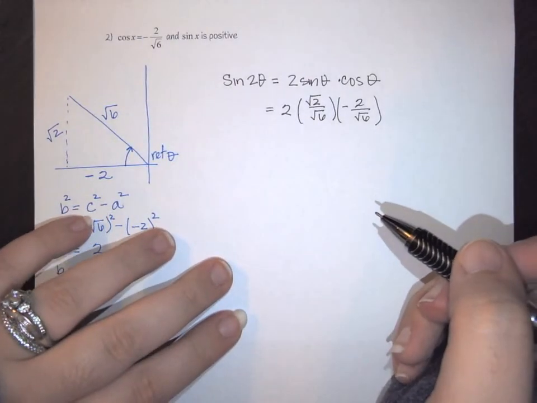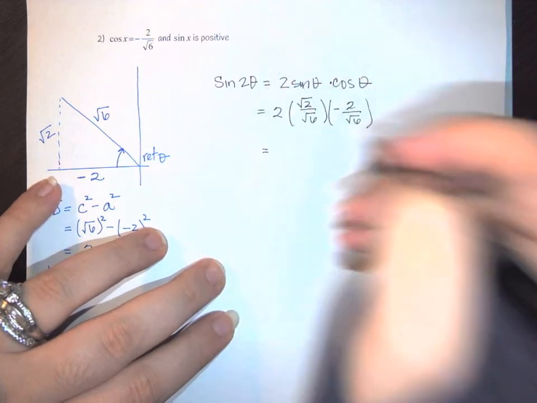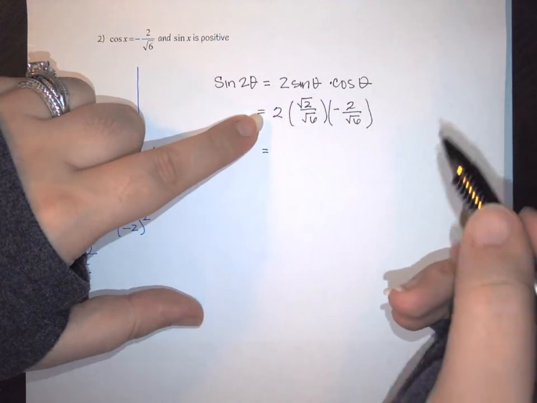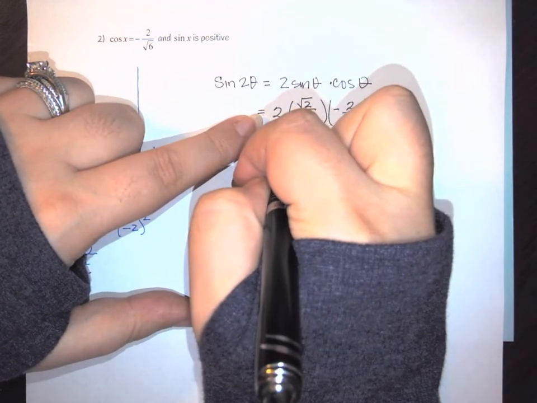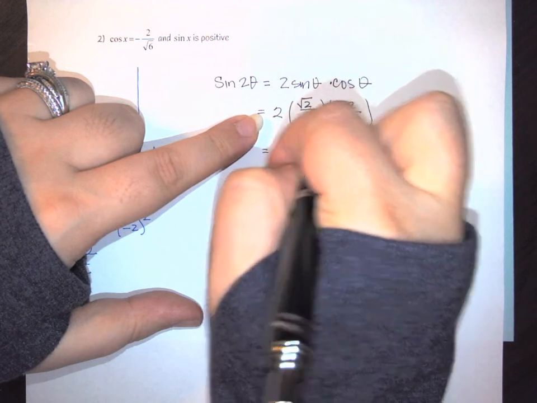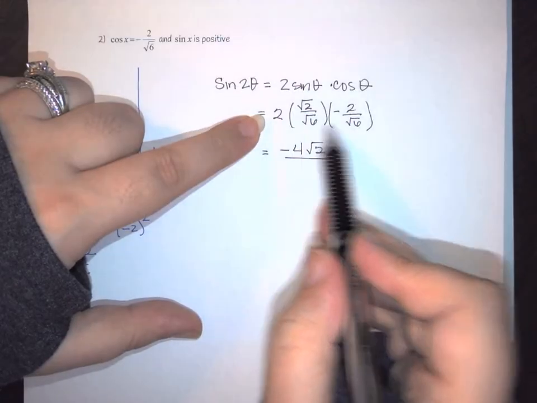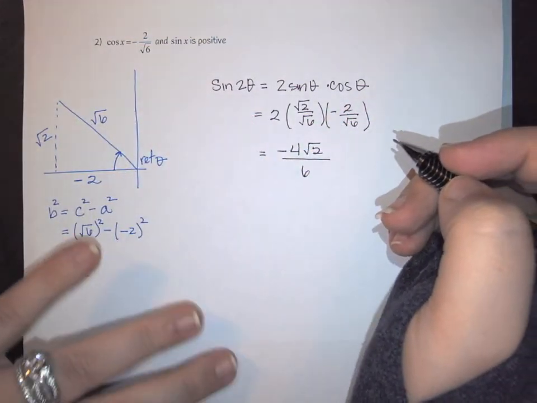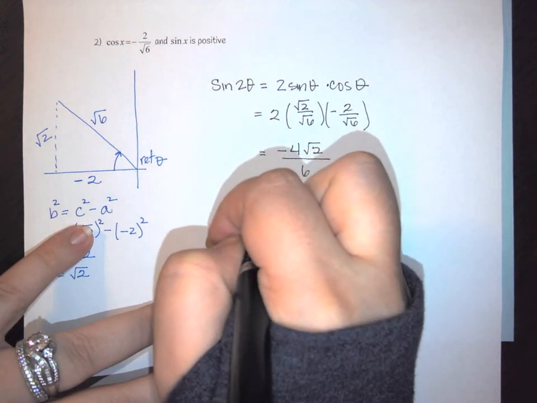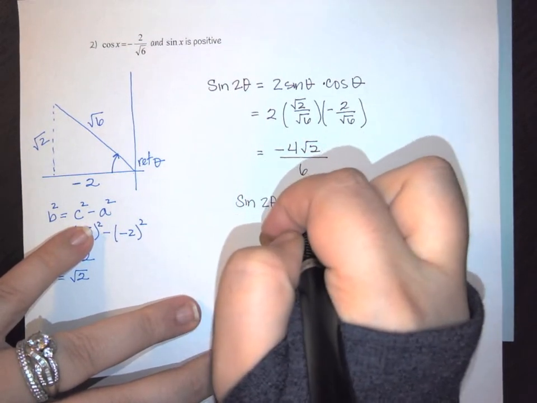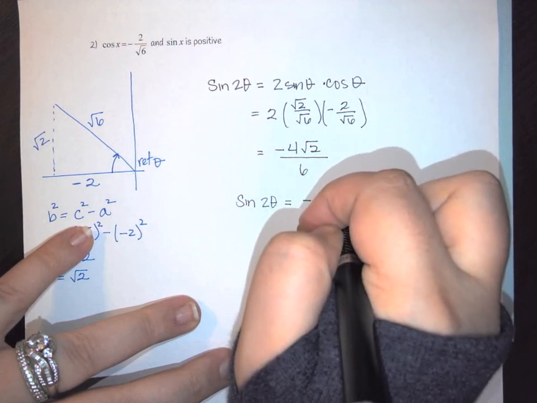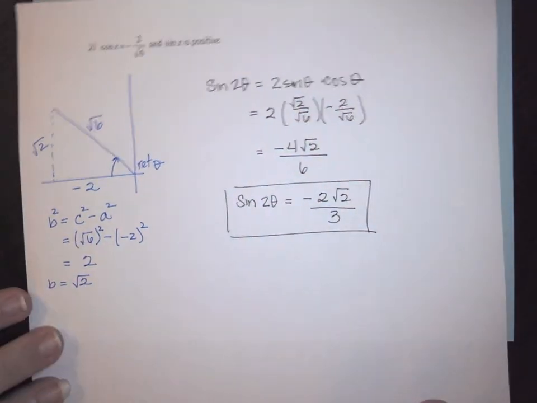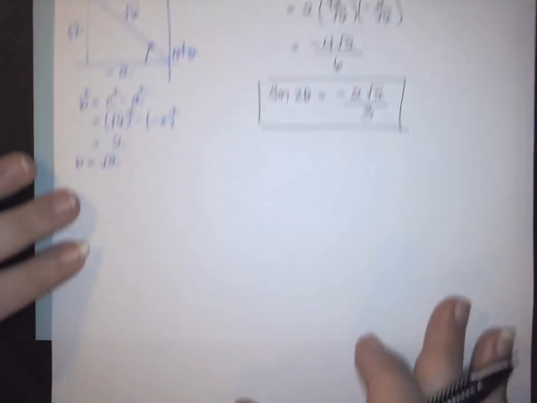So we have to kind of do a little bit of fun math here. So I would multiply straight across the top. I have 2 times negative 2, which in this case is going to be negative 4, and then I've got square root of 2. And then square root of 6 times square root of 6 is just going to give me 6 in the bottom. However, you need to reduce. So here, my sine of 2 theta is going to be negative 2 square roots of 2 all over 3. And here is my first double angle. Alright, let's look at the next.